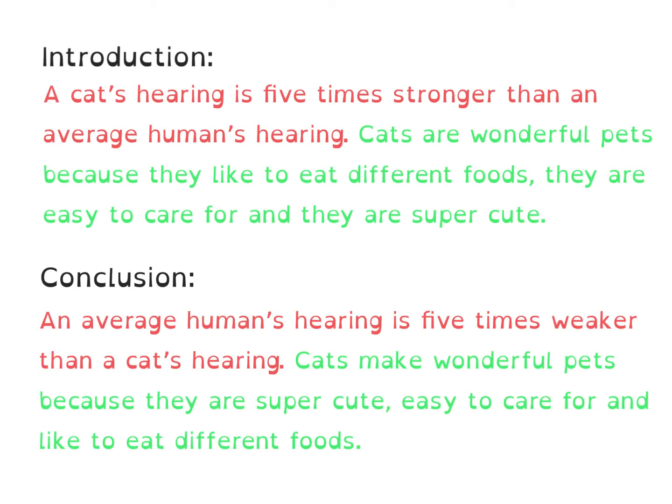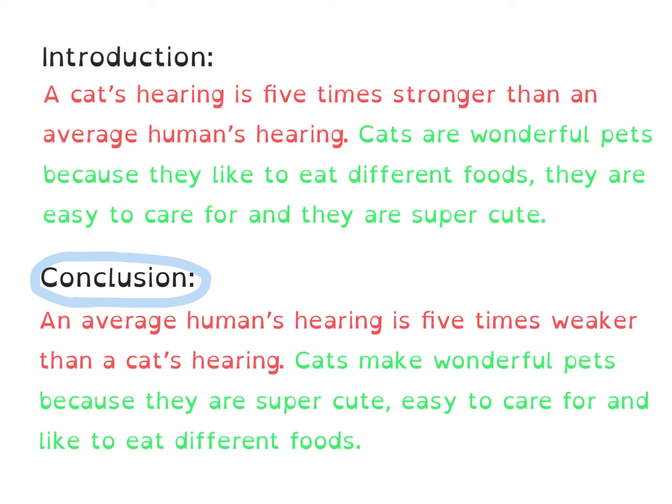Here we have an introduction that we used in the last video about cats, and the red sentence is the lead sentence. A cat's hearing is 5 times stronger than an average human's hearing. Now down here in the conclusion, we have the same information, but just presented in a slightly different way. An average human's hearing is 5 times weaker than a cat's hearing. So it's the very same information, but it's just presented in another way because nobody wants to hear or read the same sentence twice.